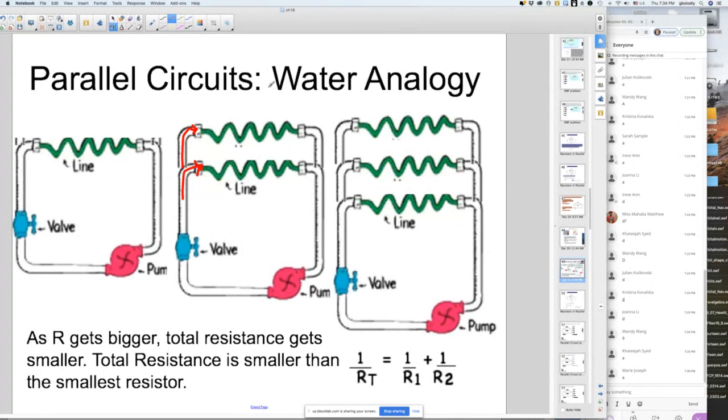So the moral of the story is that the more resistors you have in parallel, the easier it is for the current to get through. In other words, the total resistance gets less and less. Yes, I know, we're adding resistors, but the total resistance is getting less. The more we add, the less the total resistance. So the total resistance is smaller than the smallest of the resistors. We'll see this formula in a minute.